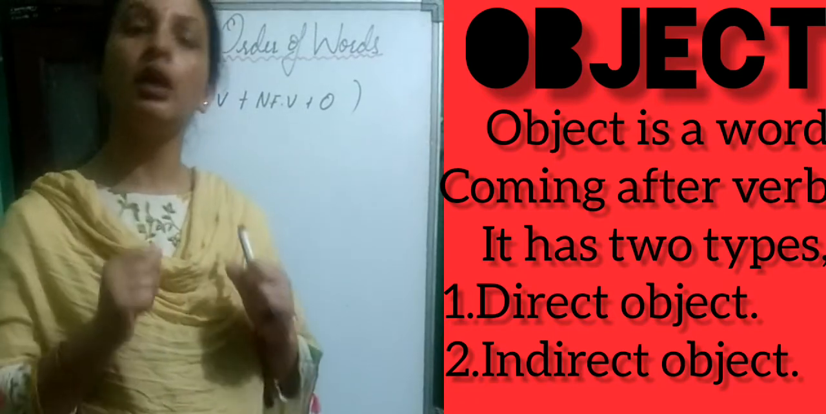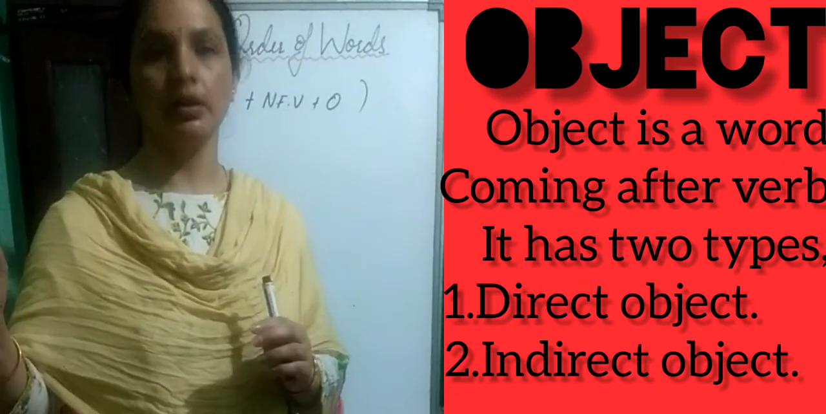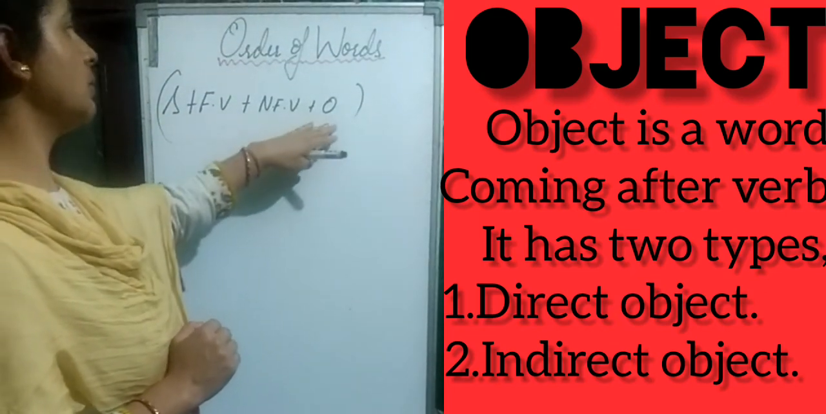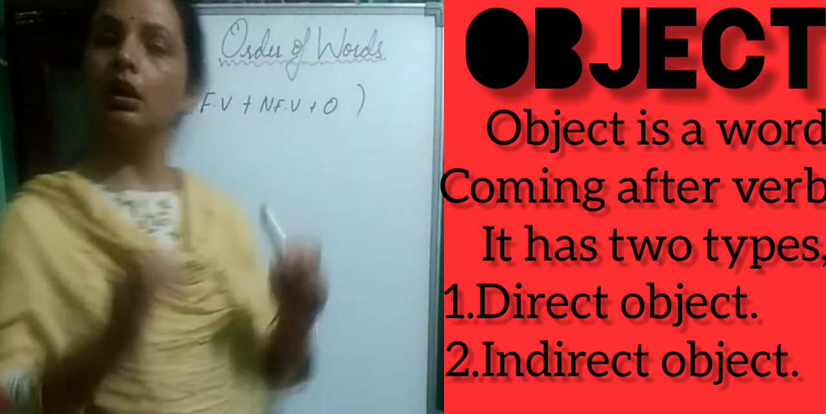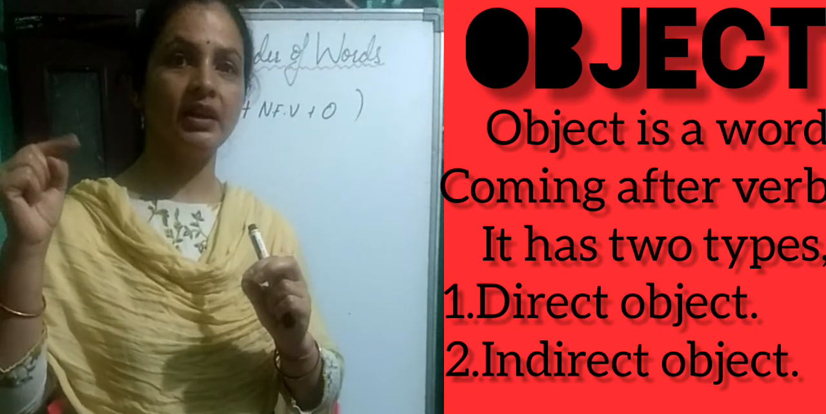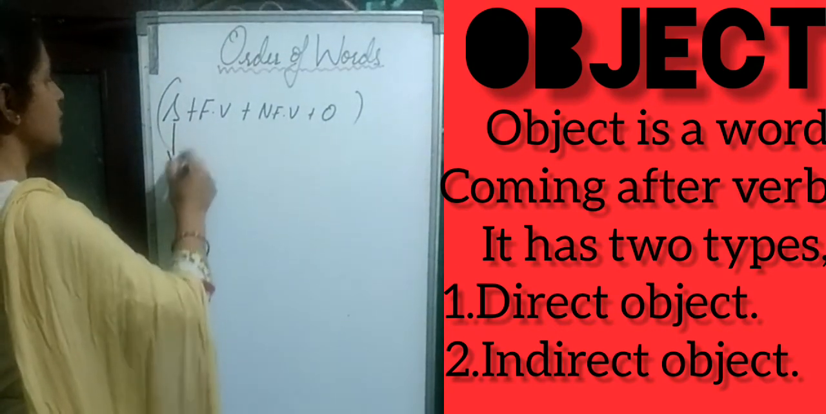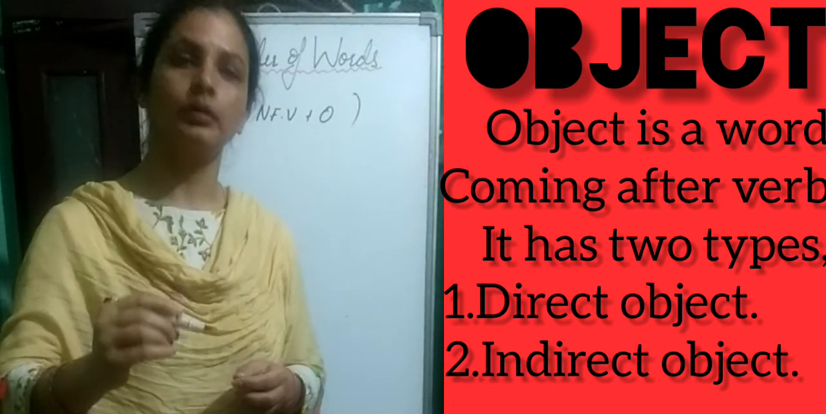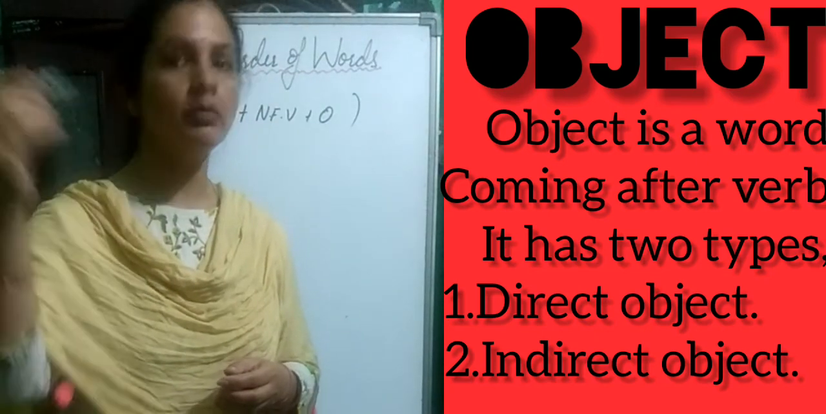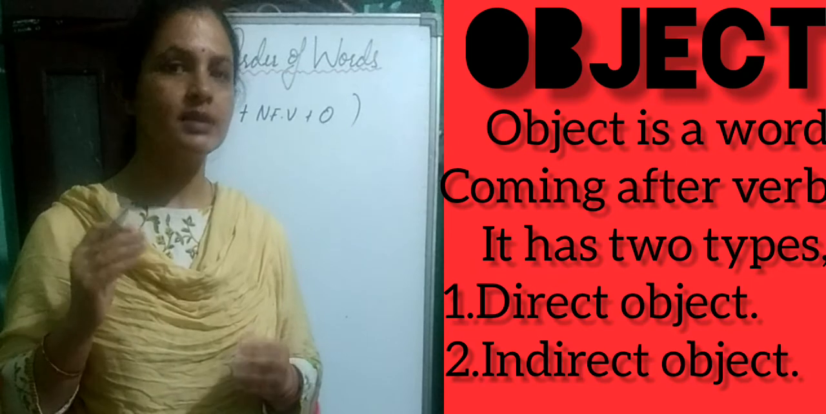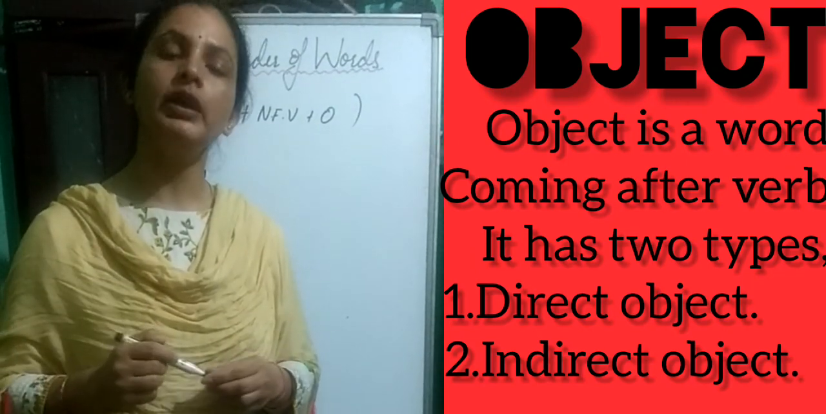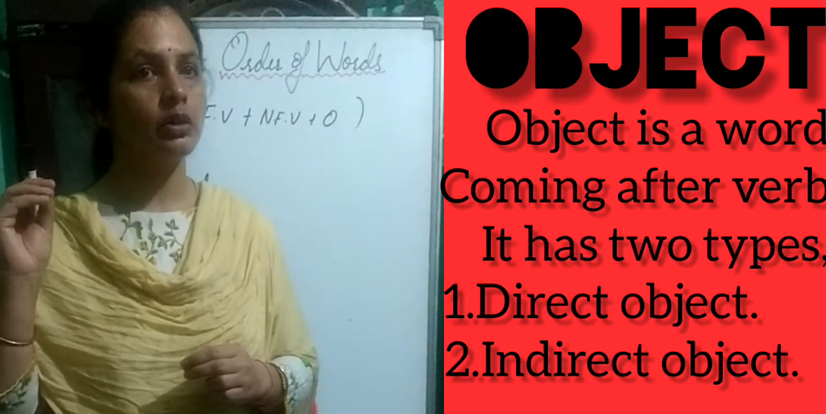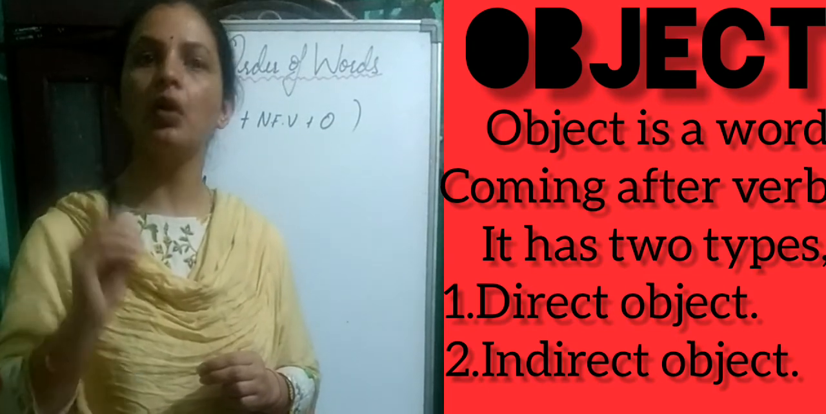Yes children, now we are going to discuss the structure of words, or sequence of words: subject, finite verb, non-finite verb, object. First we are going to discuss the first word of the sentence, that is subject. What is subject, children? Subject is the doer of the action, or who performs the work in a sentence. To identify the subject, we place the question who or what. What is for non-living subject, and who for living subject.